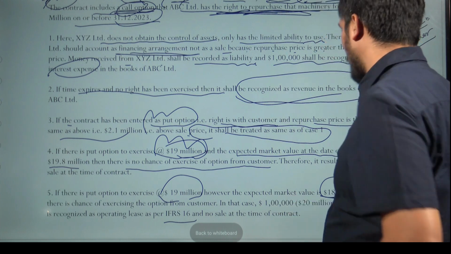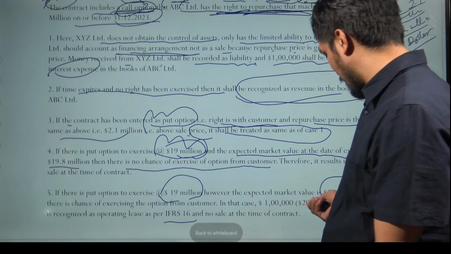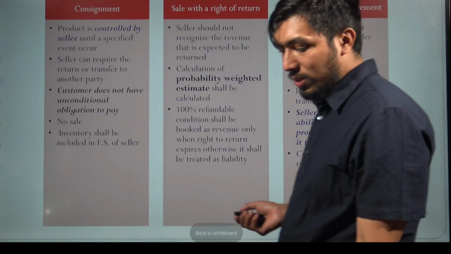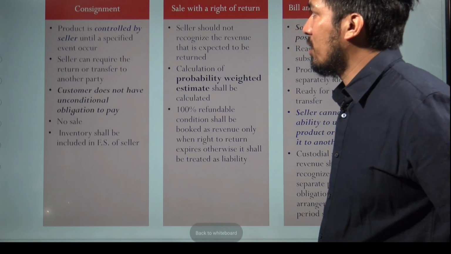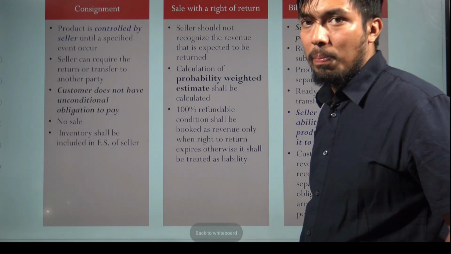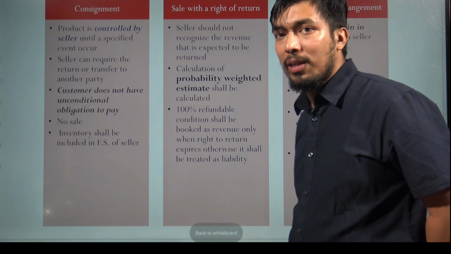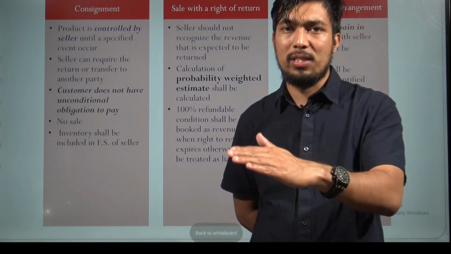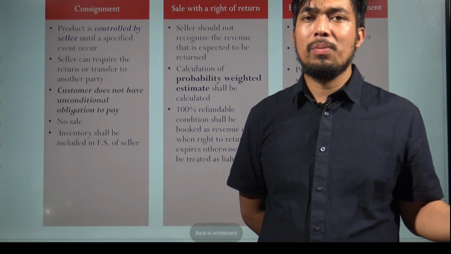Move forward to other special scenarios that are discussed in IFRS 15. First is consignment. In case of an agreement of consignment, the parties to the consignment agreement are not considered as principal to principal basis. They are considered as principal to agent basis.